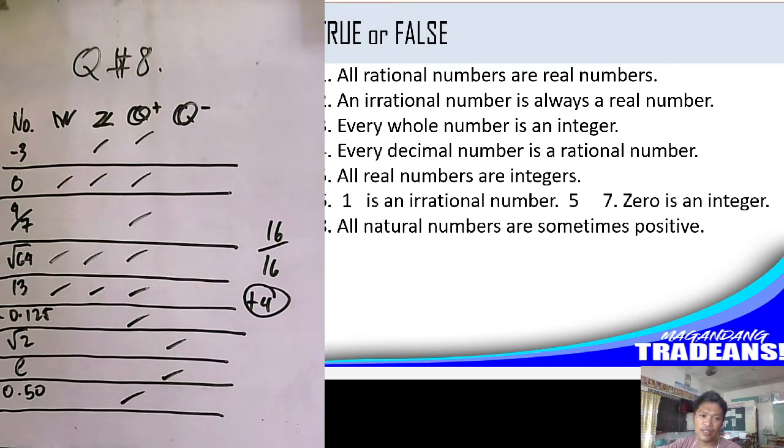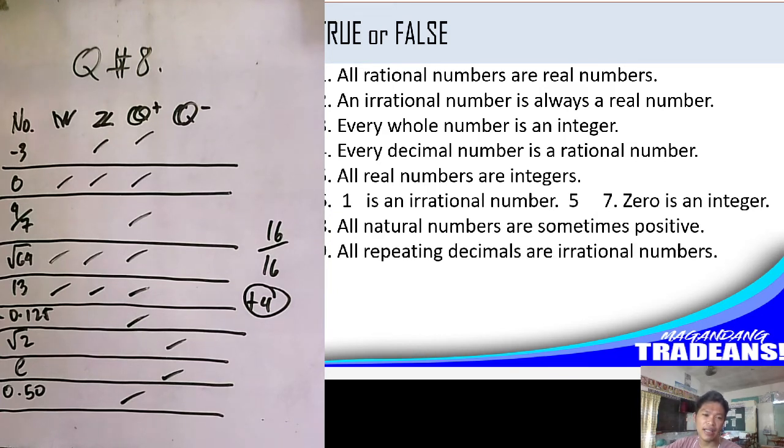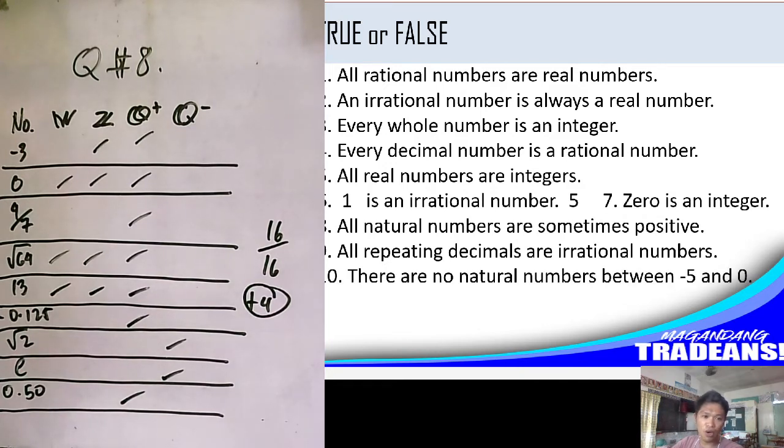Number 8. All natural numbers are sometimes positive. Look carefully. Are all natural numbers sometimes positive? So, can they be negative? Next, number 9. All repeating decimals are irrational numbers. Are all repeating decimals called irrational numbers? Take note, it says all. Number 10. There are no natural numbers between negative 5 and 0.